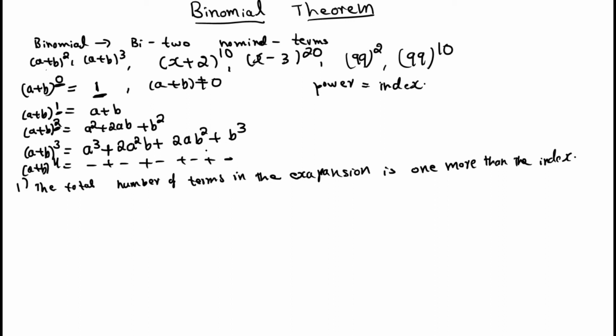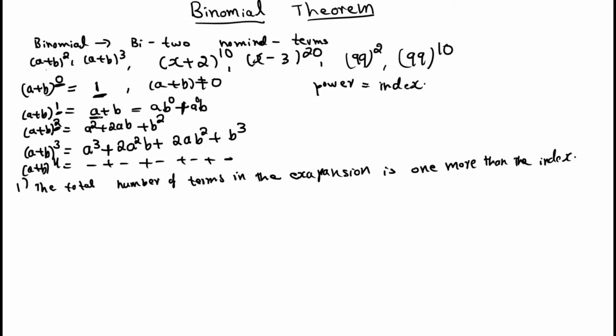Remember, very important observation. Index 1 means number of terms equal to 2. Index 5 means number of terms is equal to 6. Or if in the expansion 6 terms are there, what is the index? Index is equal to 5. Just remember the total number of terms in the expansion is 1 more than the index. Now say here a plus b to the power 1 is there. Here I'll write it as a into b to the power 0 plus b into a to the power 0. Yes or no?